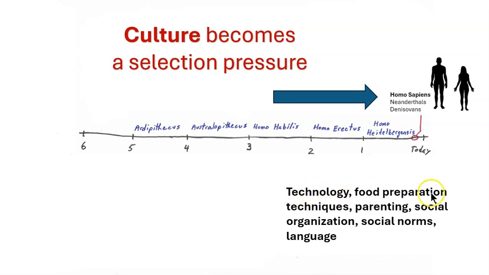What do we mean by culture? Our technology, the food preparation techniques, parenting, social organization, social norms, language itself. All of these factors then set up an environment that can be selecting among the variation in the human population. Whether you have this or that physical trait or this or that brain, these cultural elements can now start to do the selection process in addition to the physical environment.